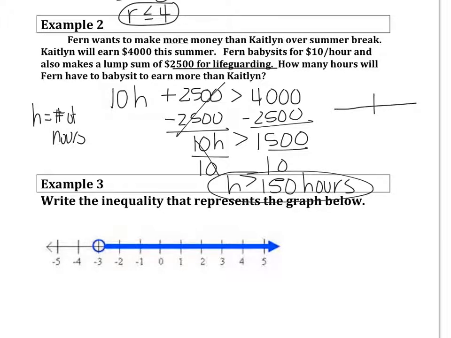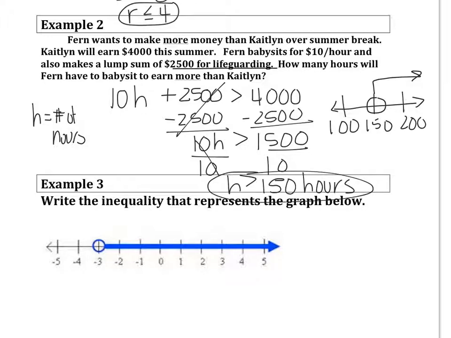Here's a graph just to practice our graph. I'll do 150, 200, and 100 just to give us some variety. It's going to be an open circle because we don't want to include 150. She wants to at least work basically 151 hours. So more than would be facing the right.